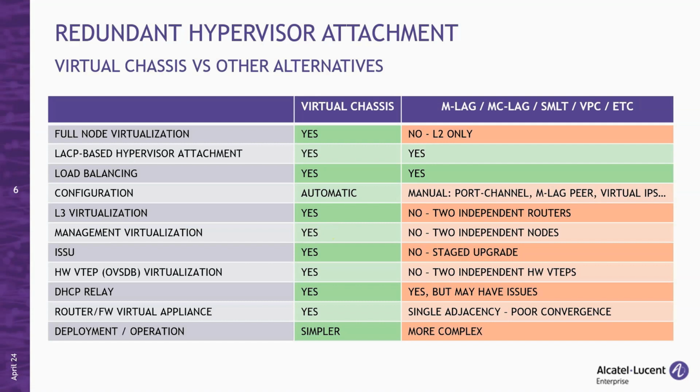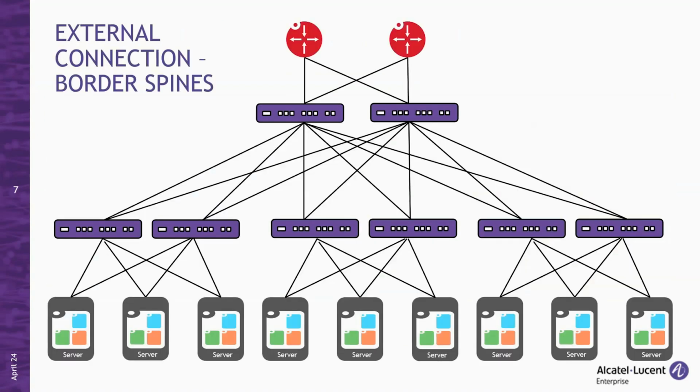So border nodes connect the data center network to the outside world, for example, the campus network, the WAN, and the internet, or to services such as firewalling and load balancing. So there are two options available for external connectivity out of the data center. Here we are showing the external connectivity out of the data center using border spines. We will cover the next option, which is border leaves, in the next slide.